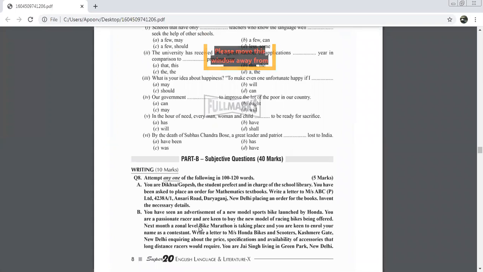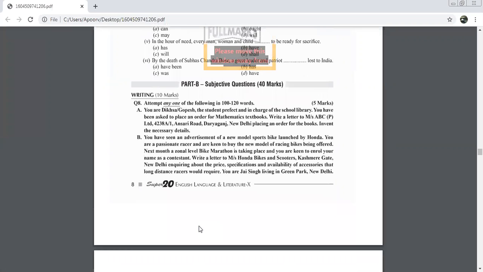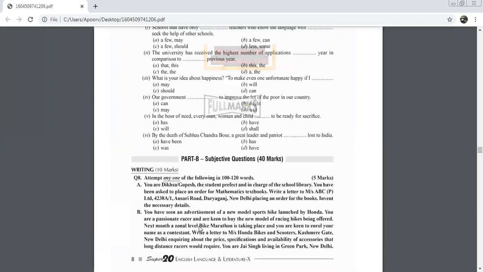Excuse me, ma'am. Yes. Ma'am, but the patriot cannot be died. That's why it says.